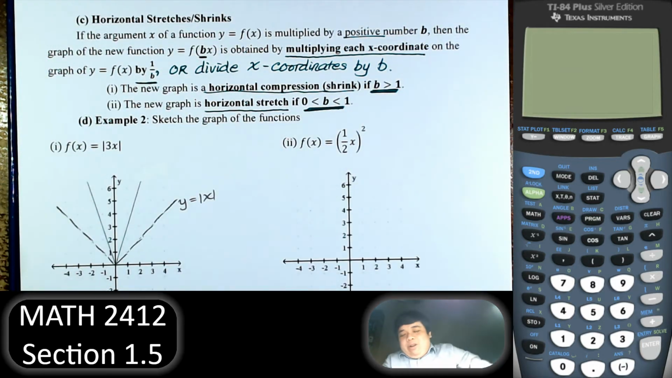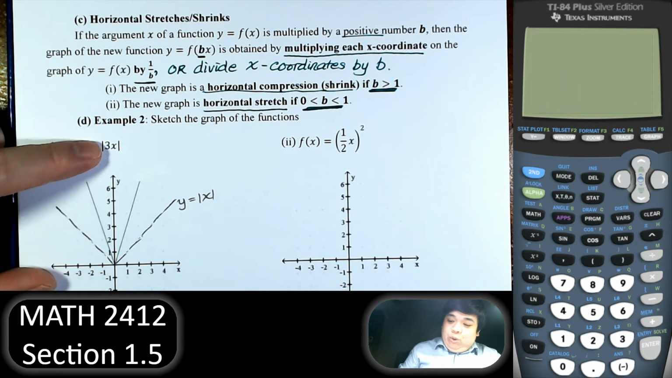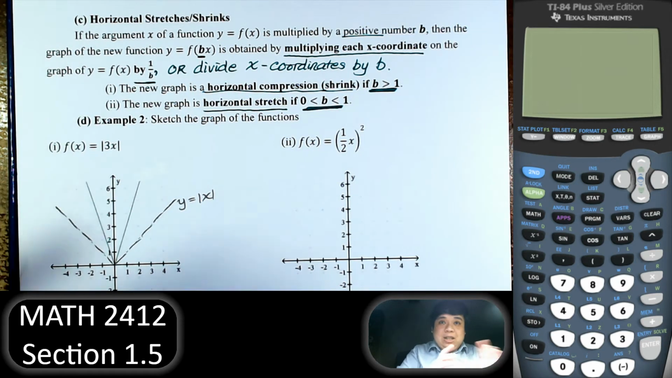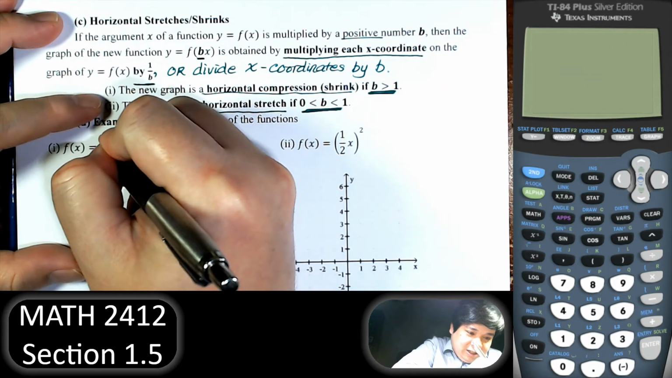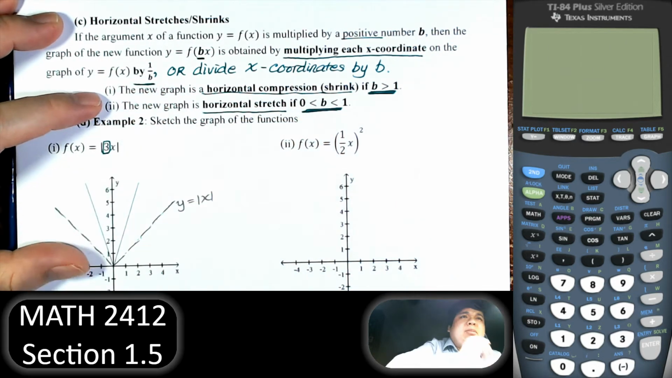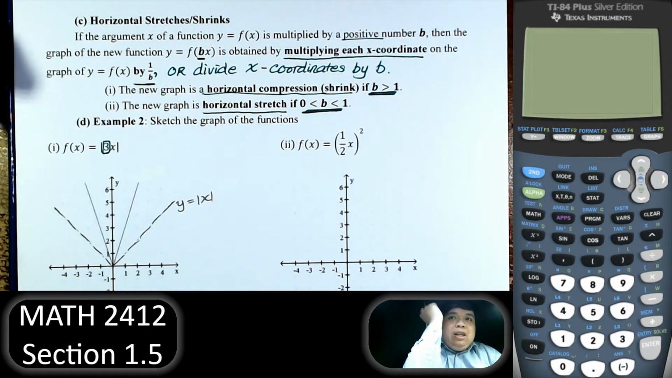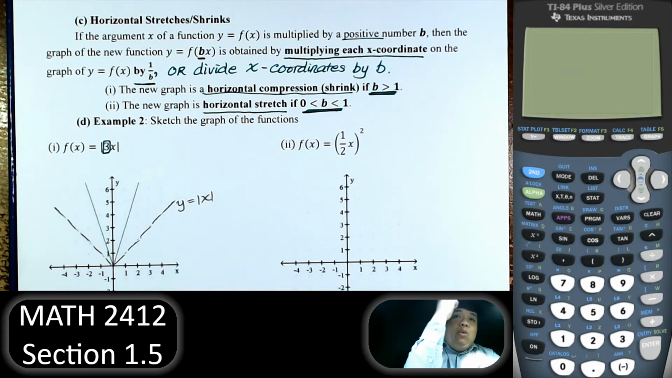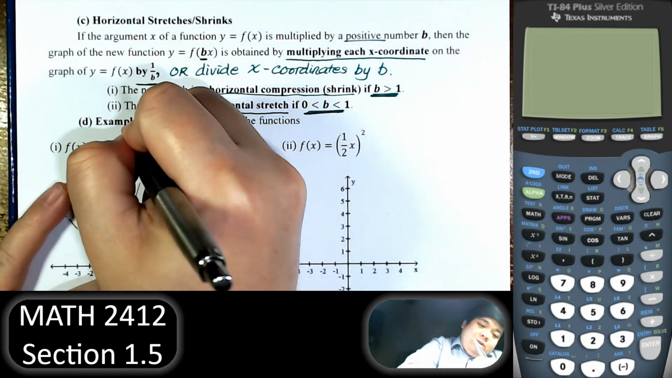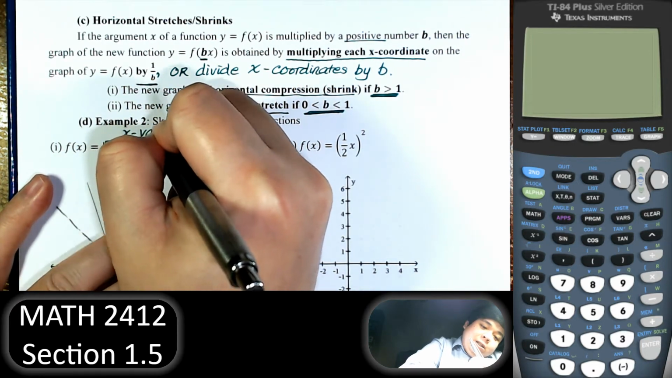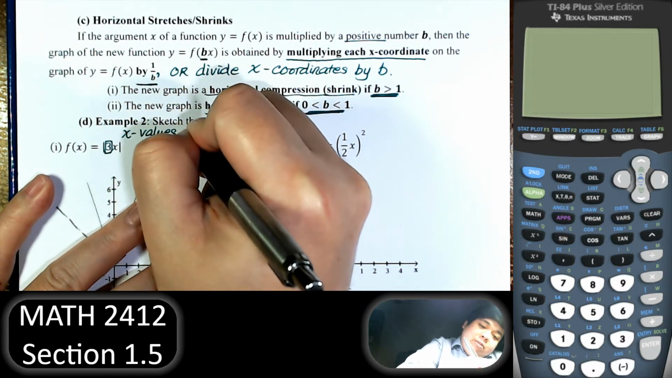So we have absolute value of x. Now what we do is we have the 3 here. That is multiplied to x. Now 3 multiplied to x, we have to work in the reverse manner. Instead of multiply by 3, we have to divide by 3. So x values are divided.